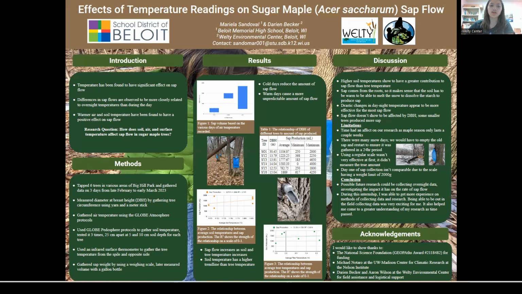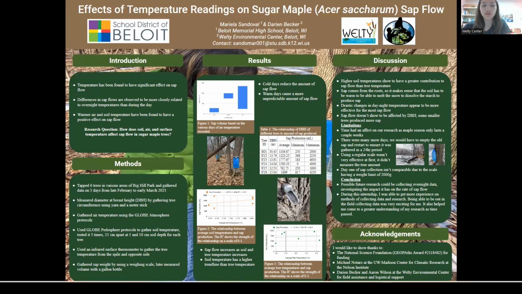What we found was that on colder days, it showed less sap volume, and on warmer days, it showed more variety in sap volume. And then in table 1, it shows the relationship between DBH and sap production on the 6 different trees that we tapped. In figures 2 and 3, it shows the relationship between soil and tree temperature to sap production. And as you can see, as the temperatures are increasing on both charts, so does the sap.